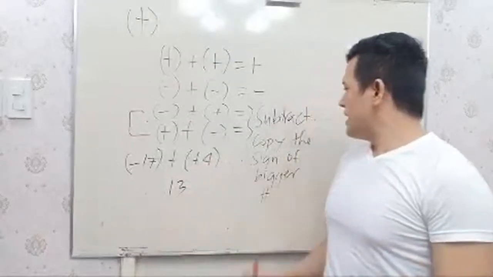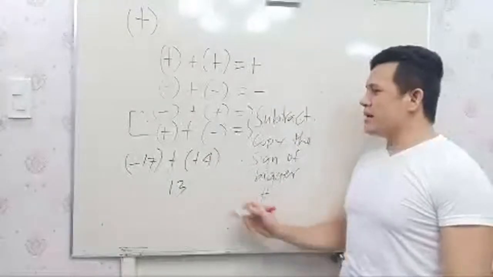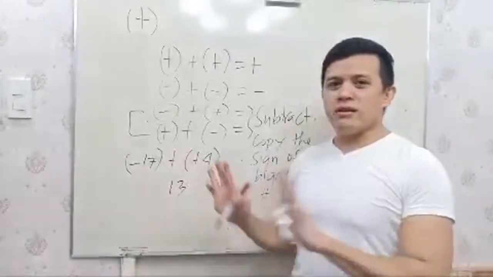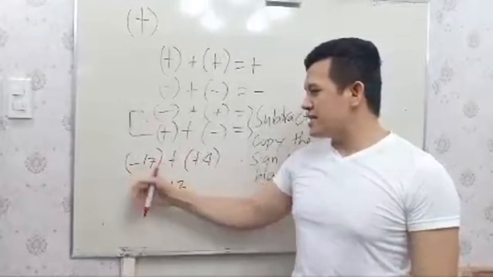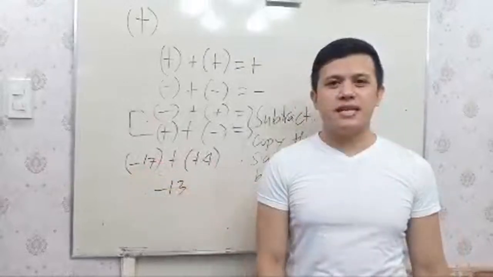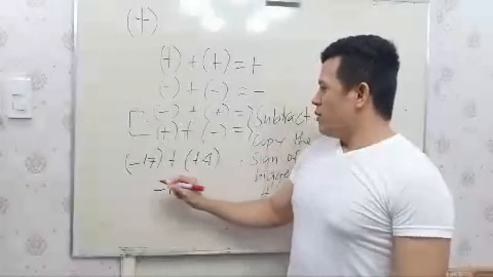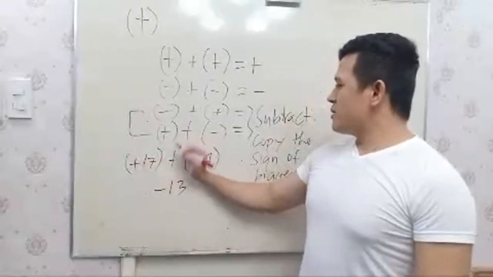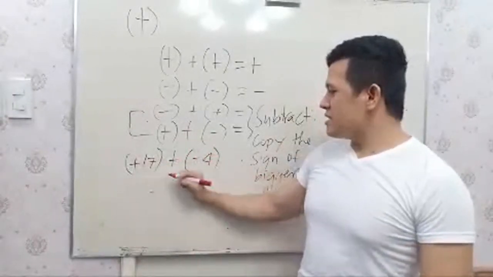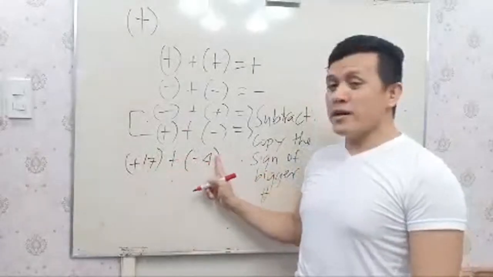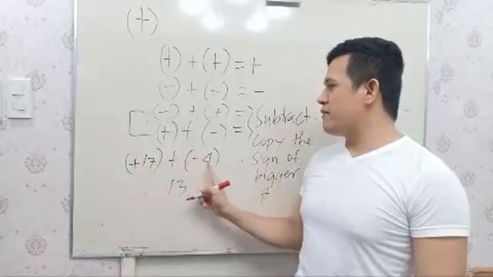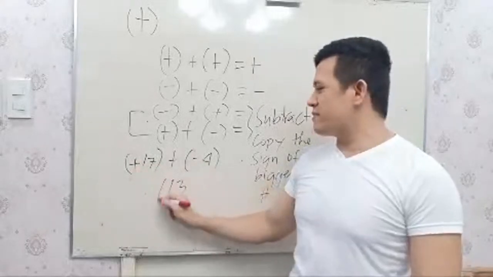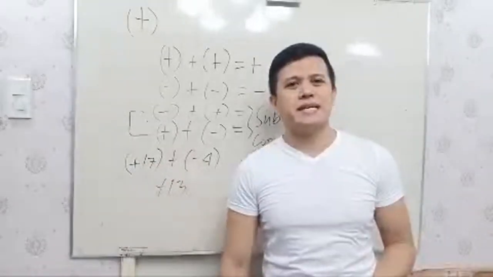So 13. And it says here, copy the sign of the bigger number. Which is bigger without considering the sign? It's 17, right? So, 17, ang sign niya is negative, so kopyahin nyo lang yan. That's the answer, okay? What if this one is positive and this one is negative? Again, subtract nyo. 17 minus 4, that is 13. And what's the sign of the bigger number? 17 is bigger than 4. So, the sign of the bigger number is positive, that's positive. Ganun lang siya kadali, okay, sa addition.